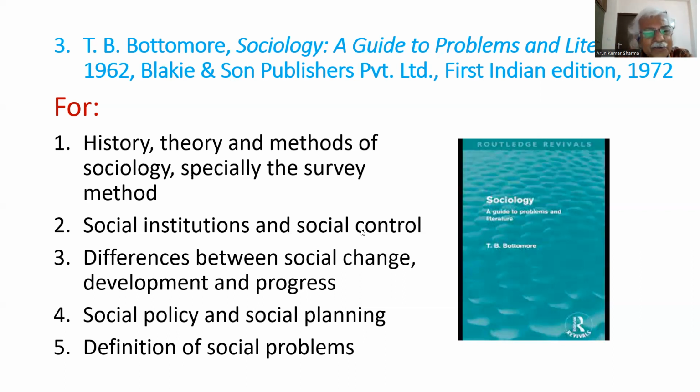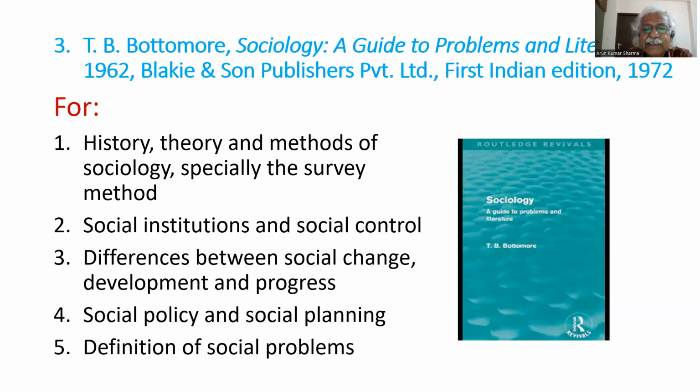And then it also talks about social institutions, various types of institutions in society, family, marriage, economic institution, state. It covers all the social institutions and the idea of social control. This book also tells us about differences between social change, development, and progress.